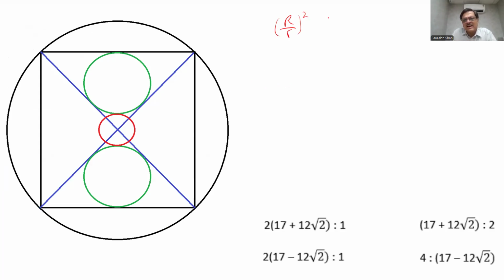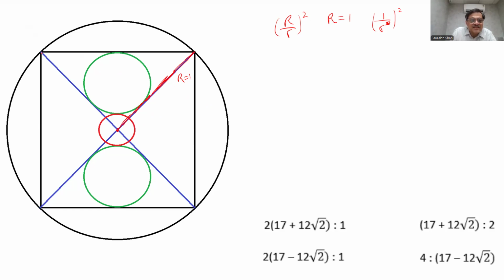So let's start by taking R as 1. So ultimately what we need is 1 upon r squared, or you can say 1 upon r whole squared. So I'm taking the radius of the larger circle as 1. This radius is 1. This is the center of the larger circle. This is the radius.